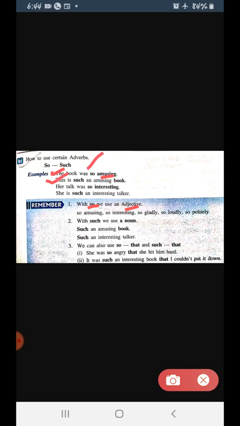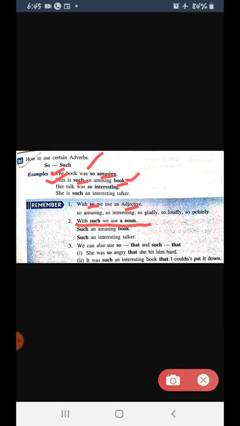Similarly, in number 2, this is such an amusing book. So now in number 2, we are not talking about the adjective amusing. Here we are talking about book. So with book we are using such, because book is a noun. So with noun we use such.